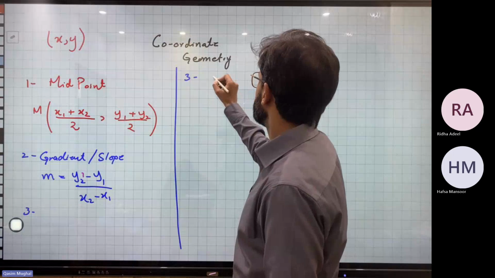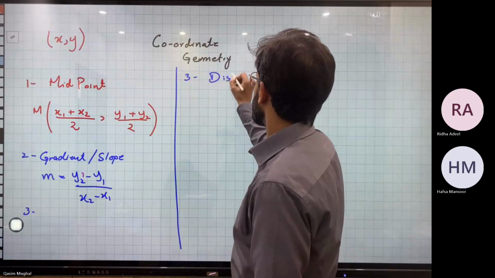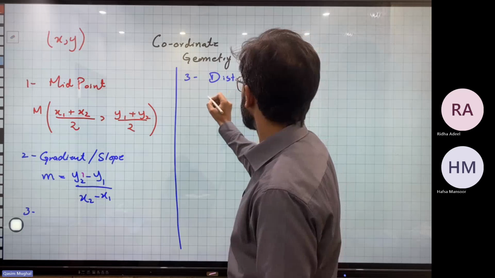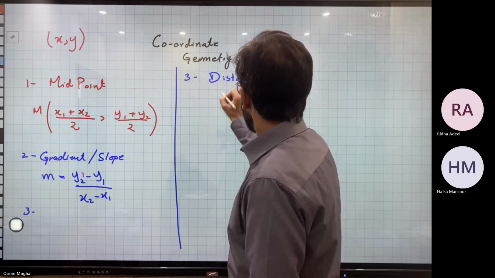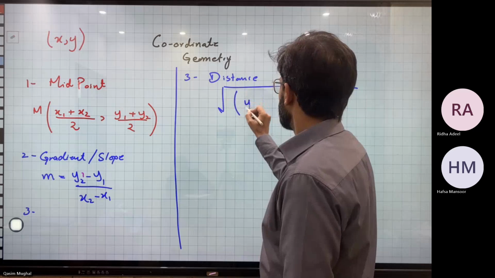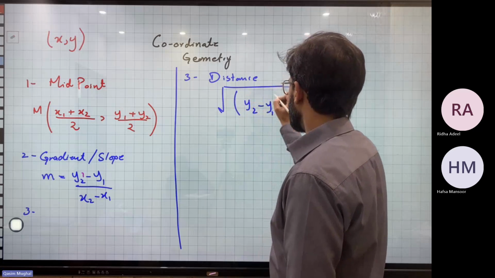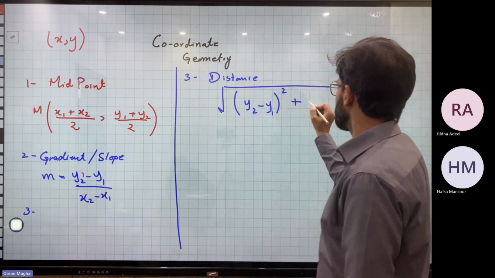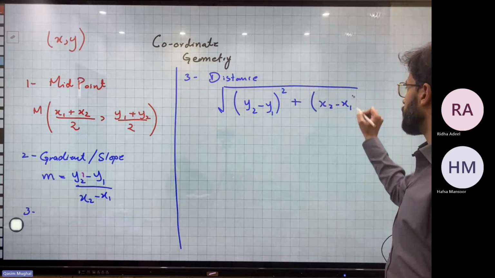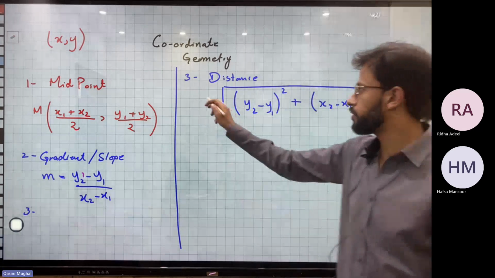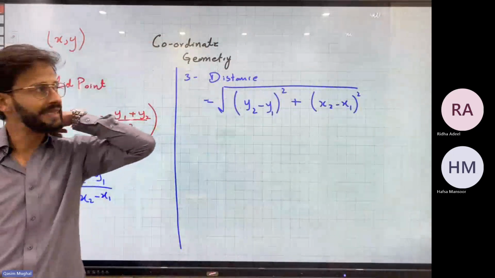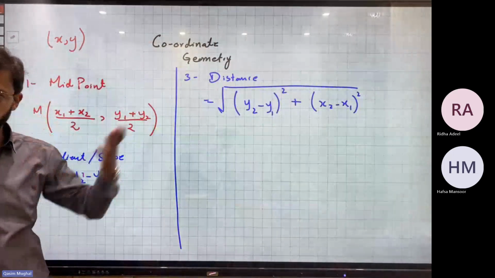Third important point is the distance formula. The distance is the square root of y2 minus y1 whole square plus x2 minus x1 whole square. So you can always work out the distance between the 2 points by using this simple formula. This formula is an application of Pythagoras theorem.